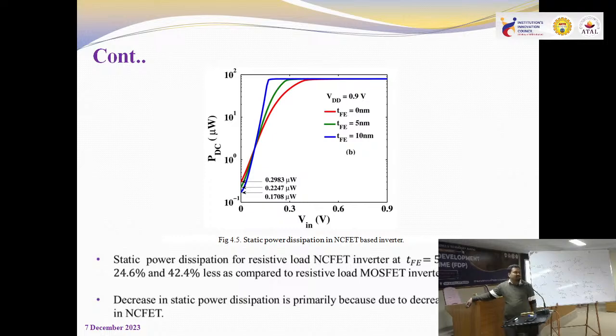2983 microwatts. So power dissipation has gone down, and this is basically static power dissipation because we are judging the power at input equals 0. So when input is 0, this is static power dissipation, and it has come down drastically. So I can say static power dissipation for resistive load NCFET at TFE equals 5 nanometer and 10 nanometer is 24.6 and 42.4% less as compared to resistive load MOSFET inverter. And the decrease in static power dissipation is primarily because the off current is going down, which I have discussed earlier in the slides.